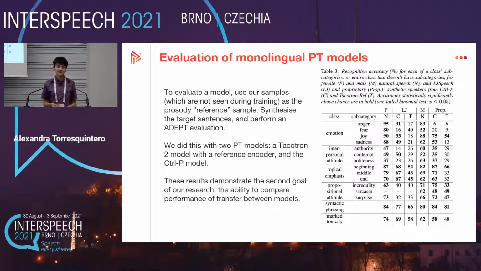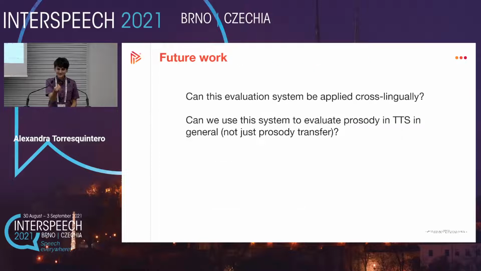So this demonstrates the second goal of our research, which was the ability to compare performance of transfer between models. So why would you ever want to do this? Just basic monolingual prosody transfer. Well, we actually asked the same question because at Papercup we do speech-to-speech translation and also sometimes machine dubbing. So our next research question that is actually more pressing for our work specifically is, can this evaluation system be applied cross-lingually?